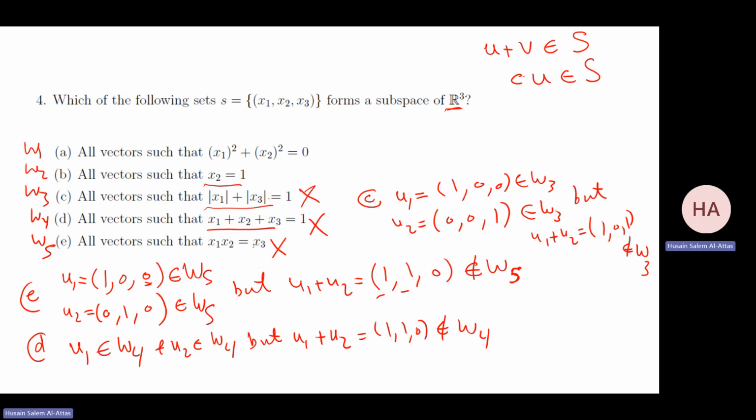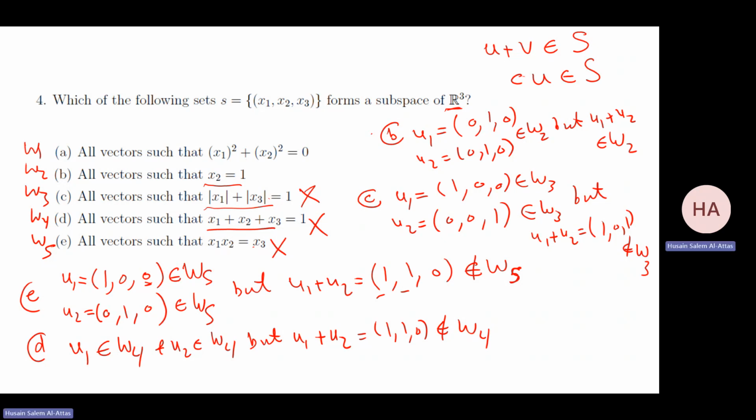X2 equal 1. Is that always a subspace? No. Take, for example, U1 equal 0, 1, 0. Take U2, the same thing. This belongs to the set X2 equal 1, but any constant times it, except one, does not belong to the set. Very clear. Yeah.